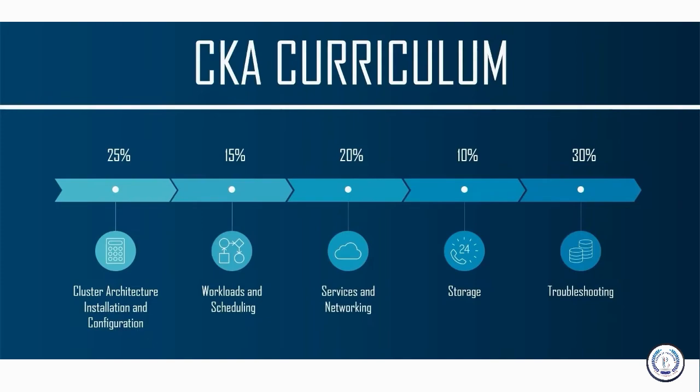The study guide can also help you find the subtopics in each domain covered in the CKA exam. Now, let us check out the topics and the various subtopics involved in each of these topics in the CKA exam. So, the first topic that carries the weightage of almost 25% is cluster architecture, installation, and configuration.